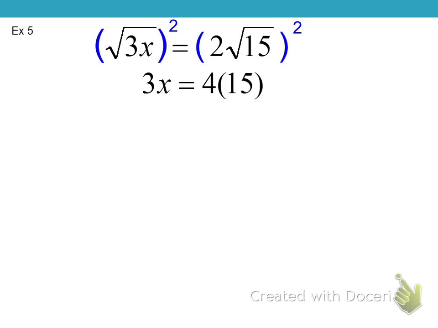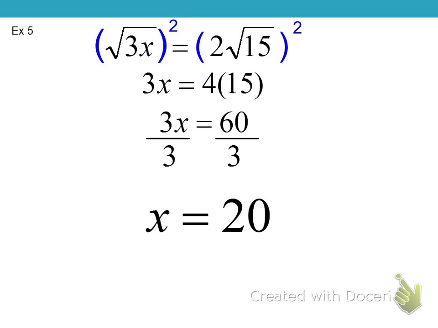Okay, now you can actually multiply the 4 and the 15. You get 60. And then x is going to equal 20. Now this one is a little harder to check. If you put the 20 in, you'd have square root 60. You could do a factor tree and see if it simplifies to 4 square root 15. Or you could type them both into your calculator and compare the decimal approximation of the radical. That would work too. So that would look like this.